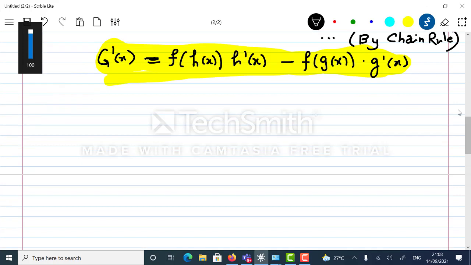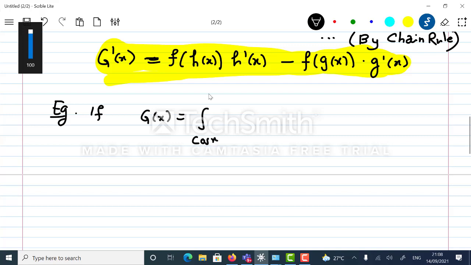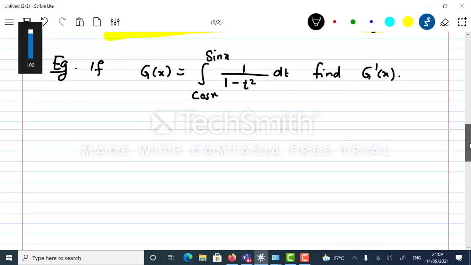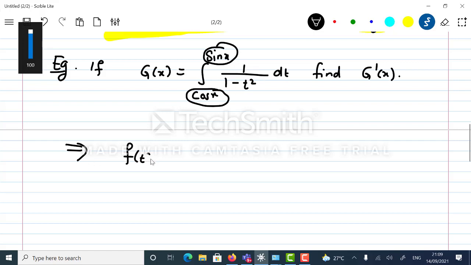If capital G(x) is equal to the integral from cos x to sin x of 1 upon 1 minus t square dt, the question is to find G'(x). Well, you can relate this question with the previous theorem. Here you can see that this is my small h, this is my small g, and this is my small f. So let me write f(t) as 1 upon 1 minus t square.